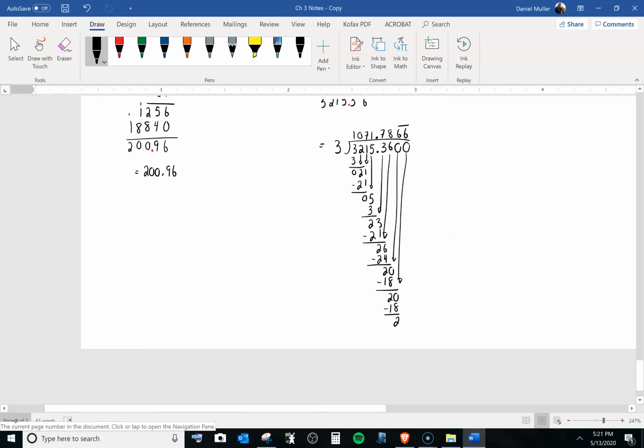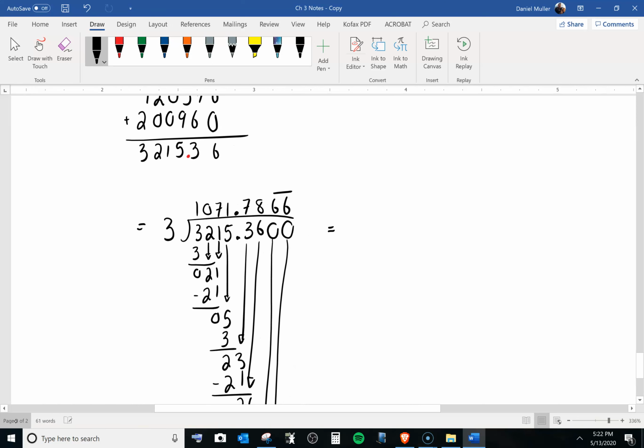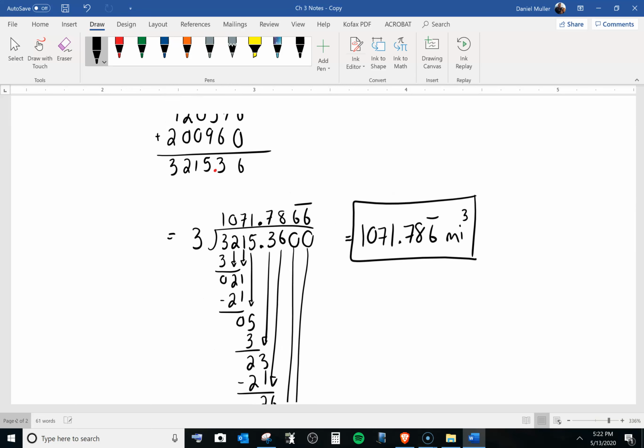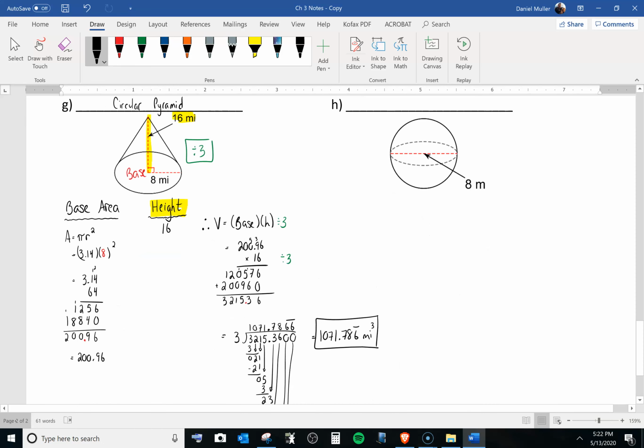So this is my final answer. I get 1071.786 repeated. Was it miles or something absurd? Cubed? I have to just double check that because I can't remember. Yep, it is miles cubed.